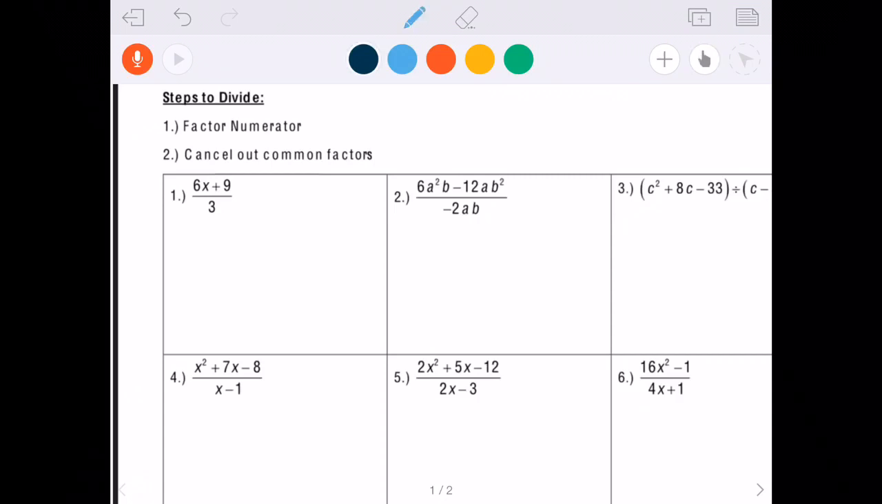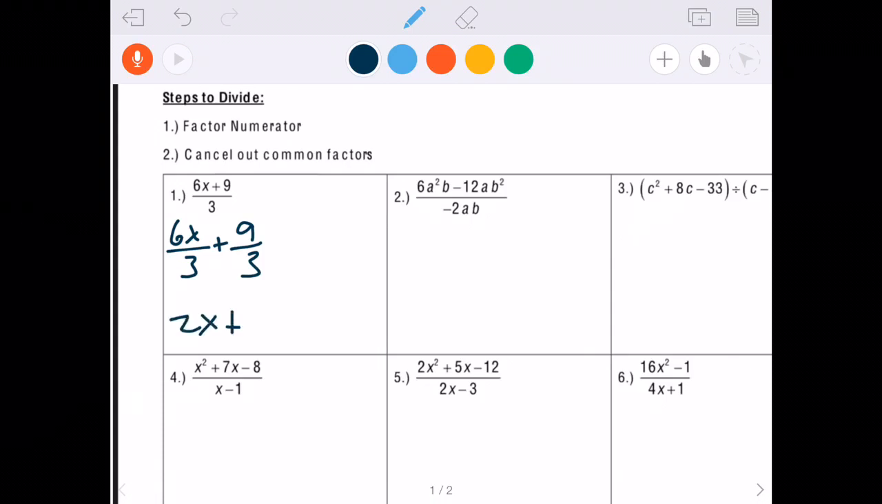So what I suggest doing is splitting this up, because what this problem is saying is do 6x divided by 3 and then do 9 divided by 3. So 6x divided by 3 is 2x plus 9 divided by 3 is 3.